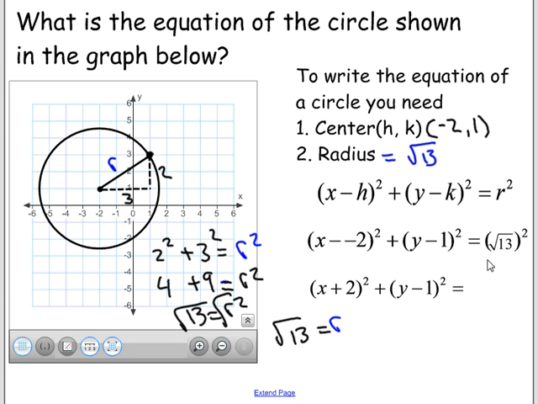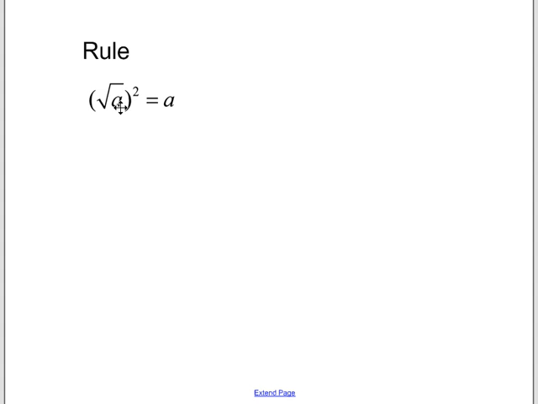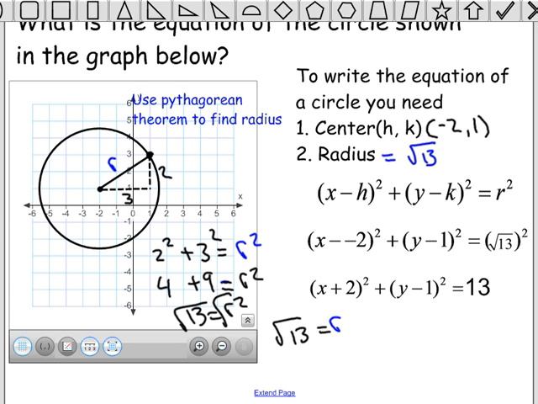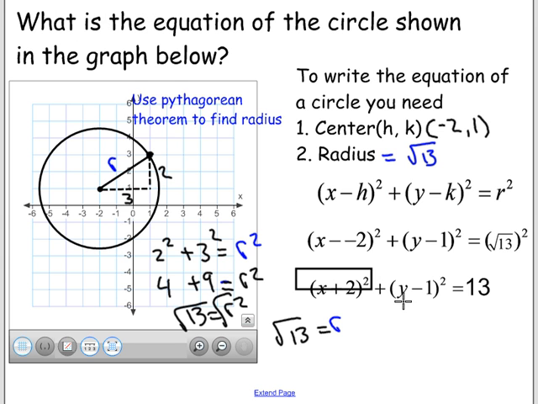Radical 13 squared. Well, let me remind you of something. Whenever you square a square root, you lose the square root. So let's go back. Radical 13 squared, so we're squaring the square root of 13. We're going to lose the square root, so we're just going to get 13 for the r squared. So this is our final answer. This is the equation of the circle. X plus 2 squared plus y minus 1 squared equals 13.